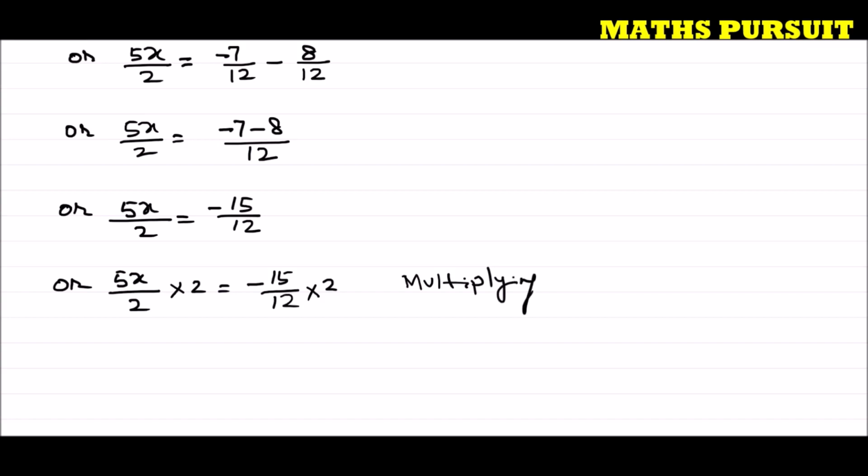I am multiplying 2 to both sides. And why am I multiplying 2 to both sides? In order to eliminate this 2 from the denominator. I want to eliminate this denominator. So gradually I will eliminate this 2.